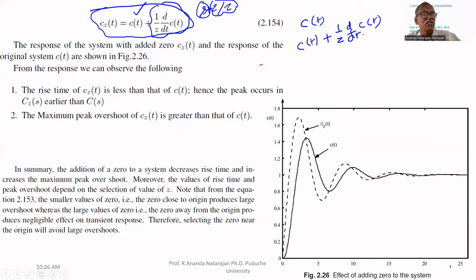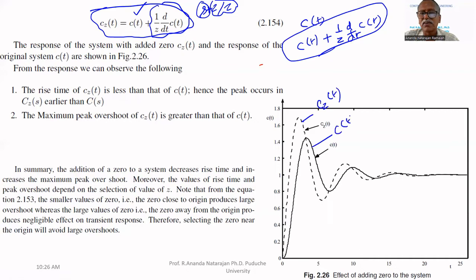Because of adding a 0 to the system, the response is modified like this. C of t is modified as C of t plus 1 by Z d by dt of C of t. So if you see the response, this is the compensated system, C Z of t. This is the original system, C of t. The original response is C of t.